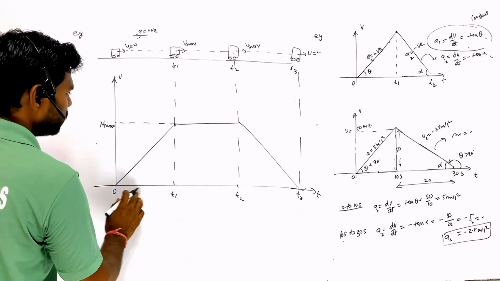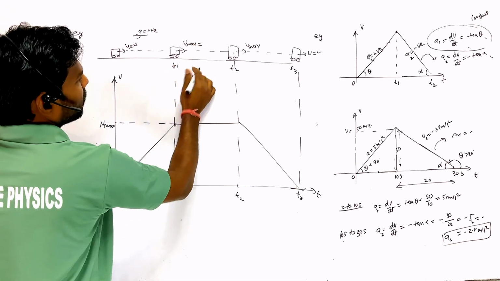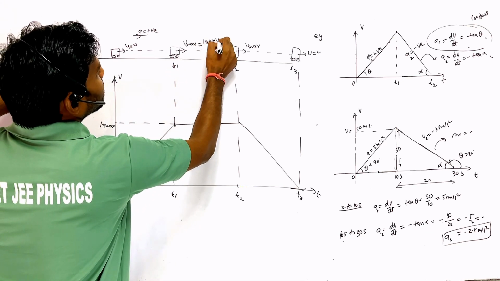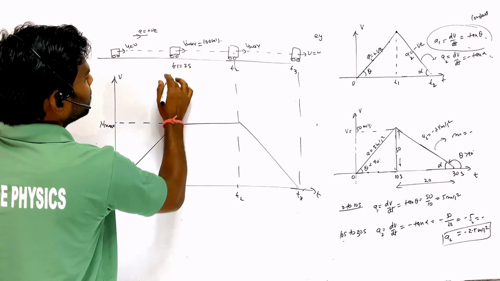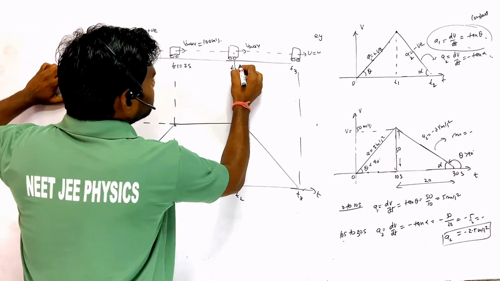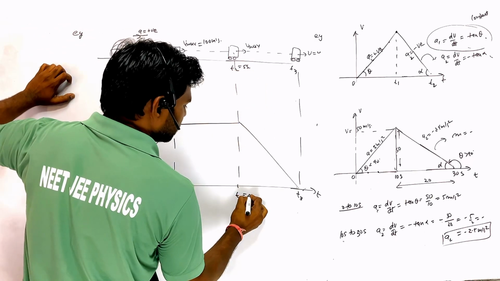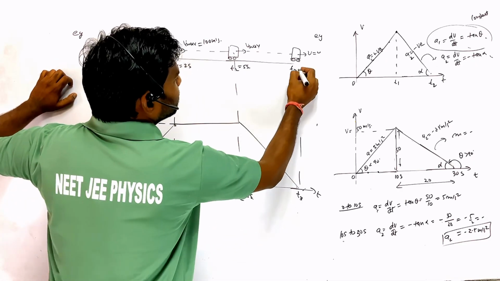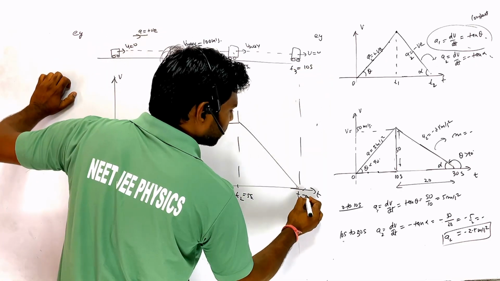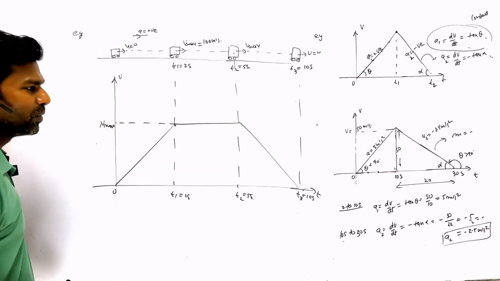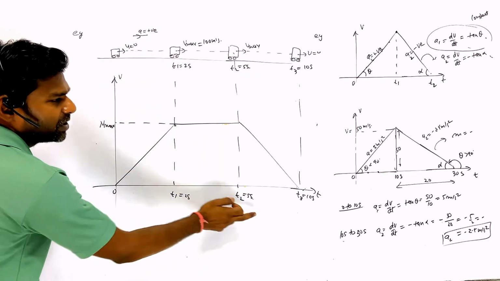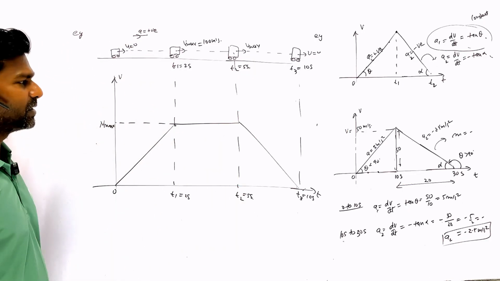So from 0 to t1, suppose the maximum velocity is 100 meter per second, and this is for 2 second. This is 2 second, this is 5 second, and this is 10 second. So this is the v-t graph that we are discussing.